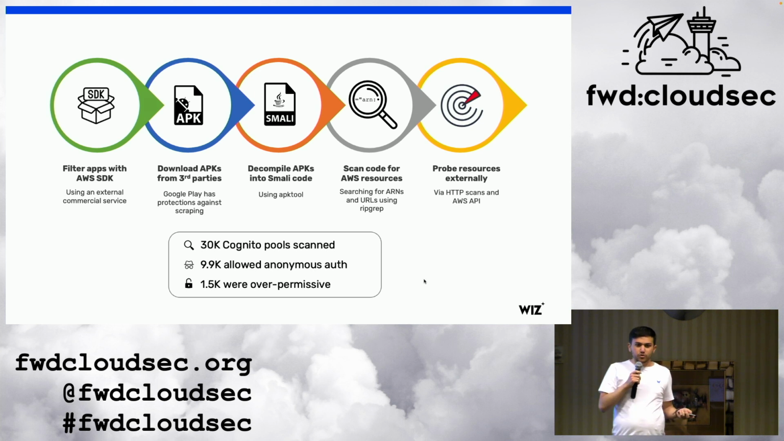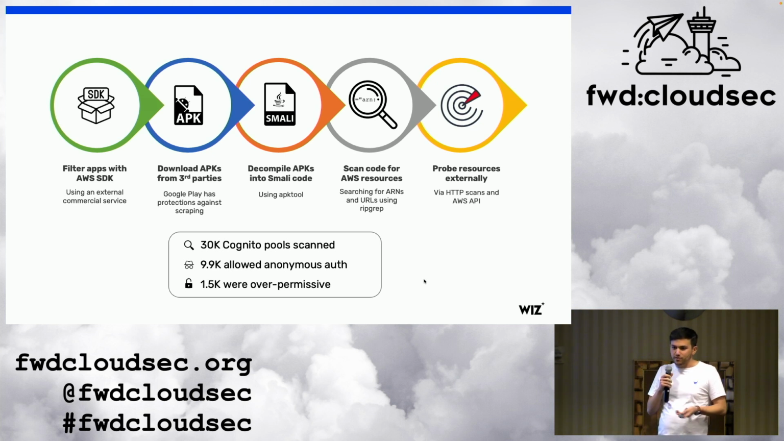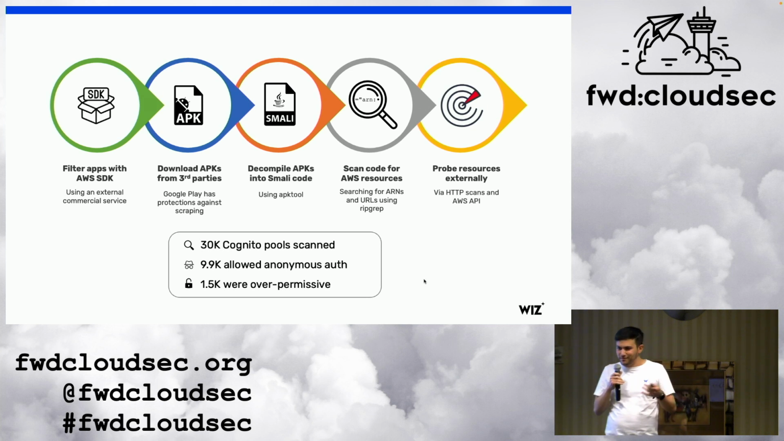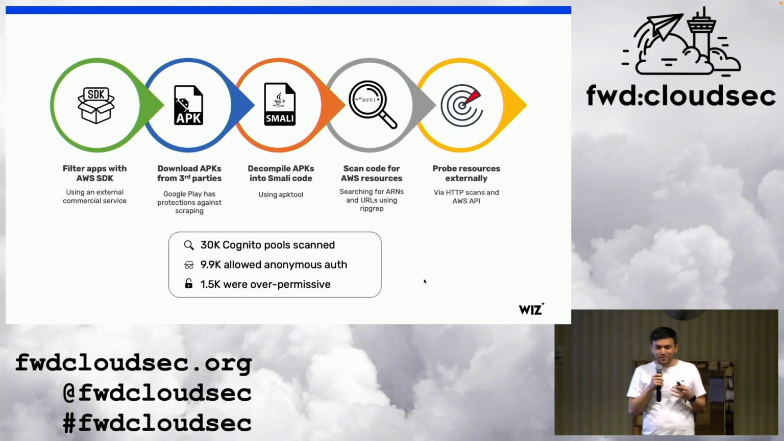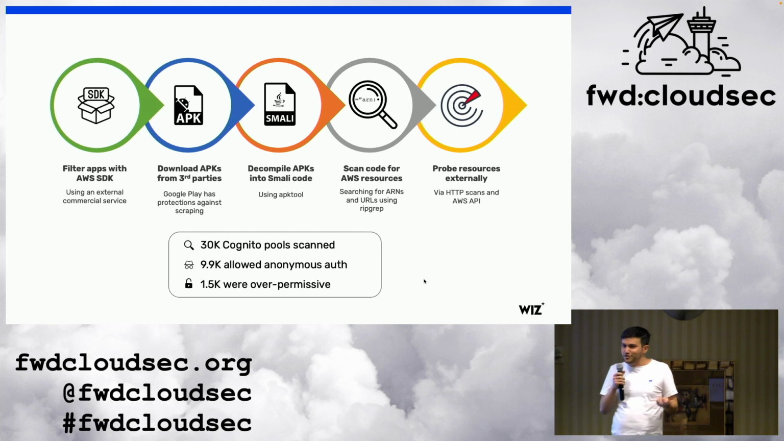We took all the textual code and we scanned it using ripgrep, which is like grep, but actually good. I'm kidding, grep is the reason I have a job. I love grep. But ripgrep is a rewrite of grep using Rust, which is really, really efficient for combing through huge troves of data. So if you're looking for 40 terabytes of Smali code, this would be an ideal tool. We used it to search for AWS ARNs, AWS URLs, those sorts of resources hiding in the code. And then when we had those resources, we just did what we did earlier. We probed them externally using HTTP scans and utilizing the AWS API.